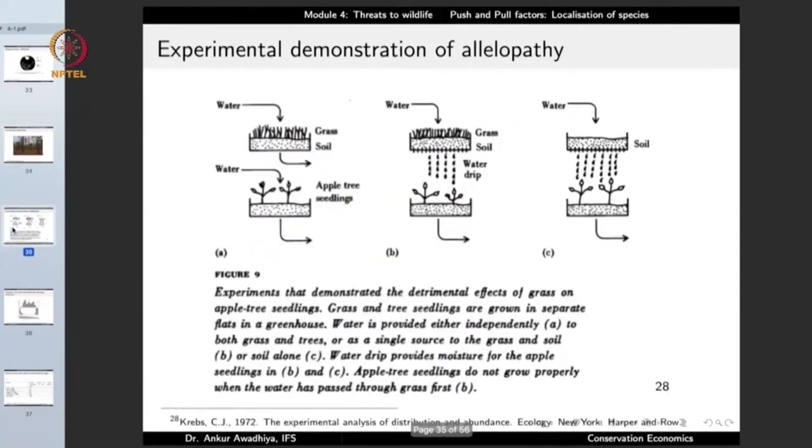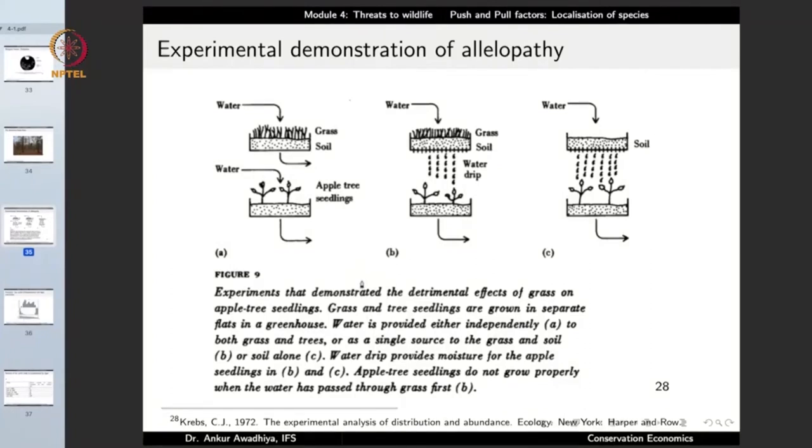And in a number of cases, we can demonstrate this impact experimentally. So similar to the impact of teak, it is known that in areas that have grasses, it is difficult to raise apple trees. So how do you demonstrate that the grass is doing something through allelopathy to reduce or to inhibit the growth of the apple trees? Now remember that in the case of allelopathy, something is being secreted. And if there is something that is being secreted, if you take that chemical out, then it should still be able to inhibit the growth of the apple saplings. So this is how the experiment is done.